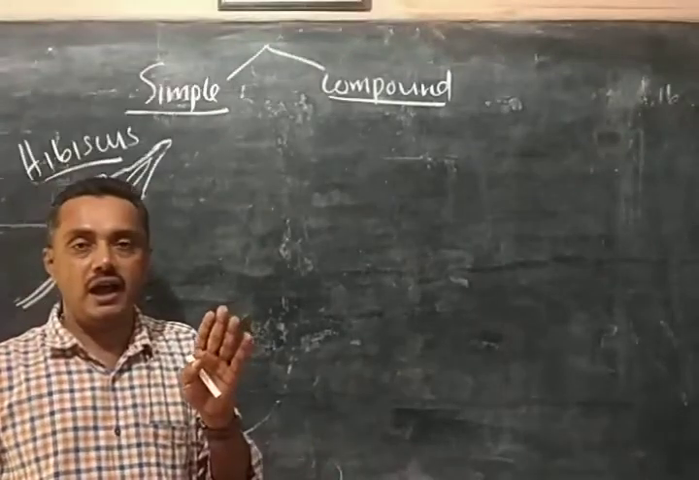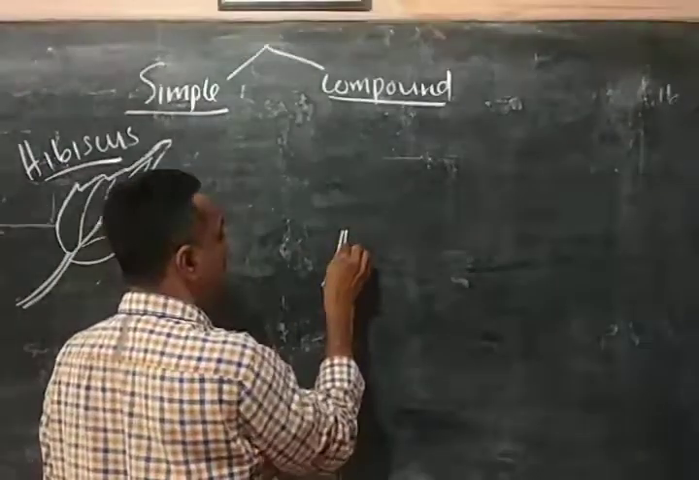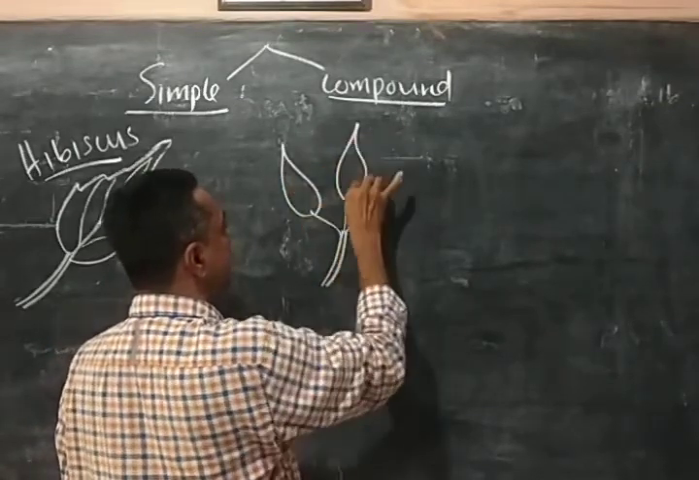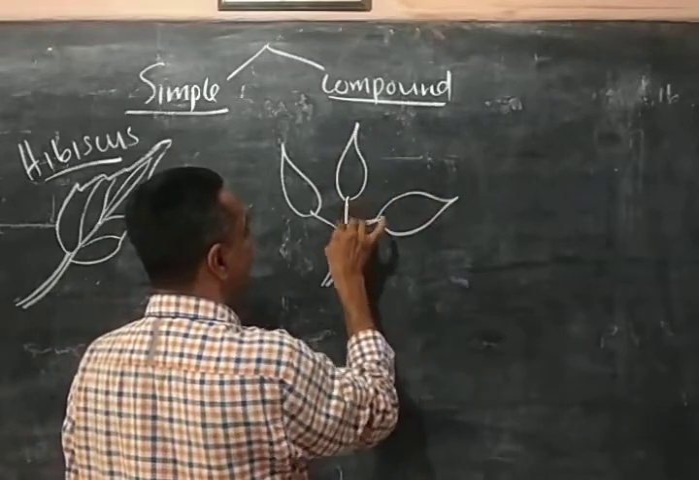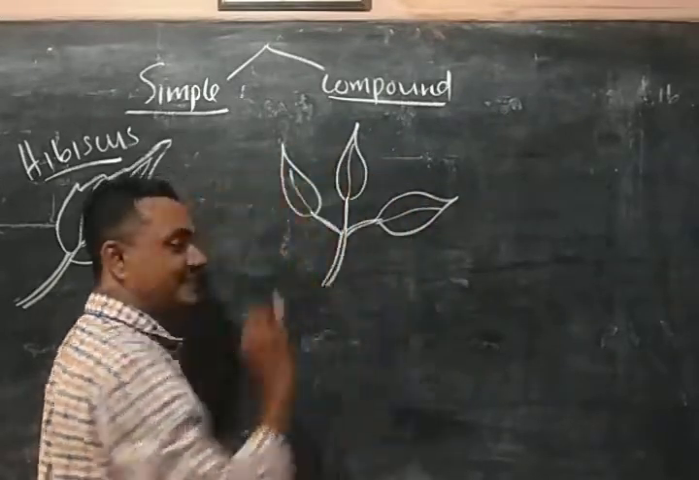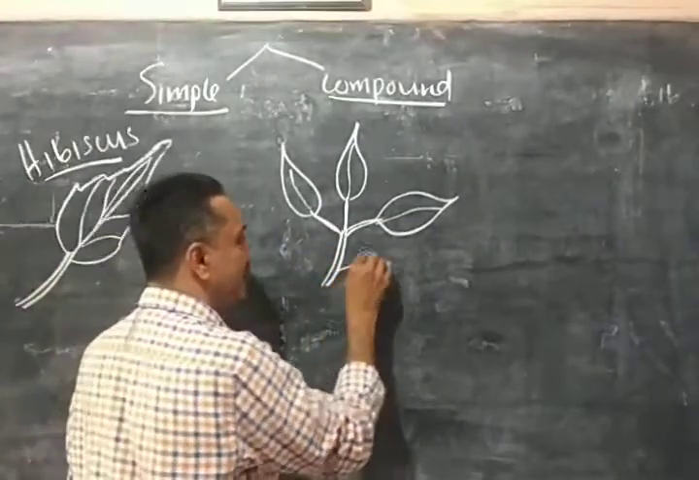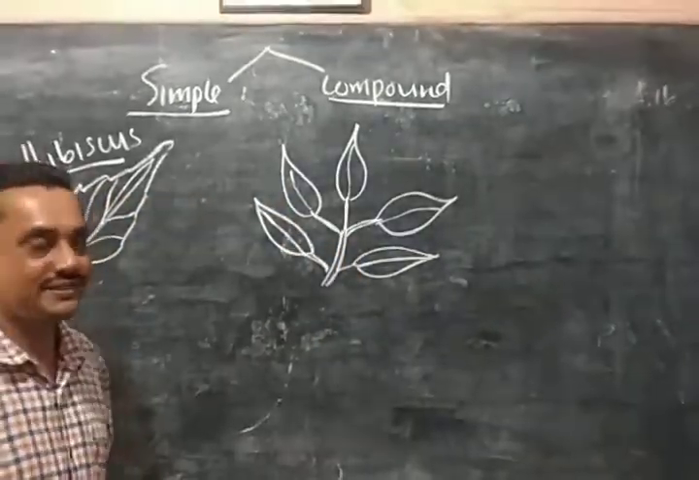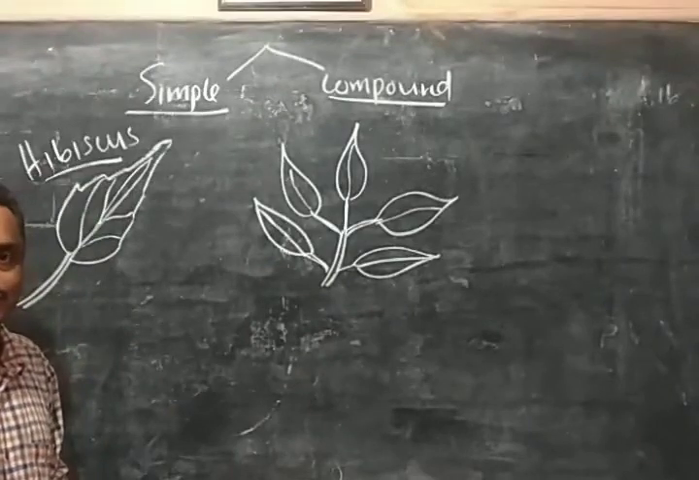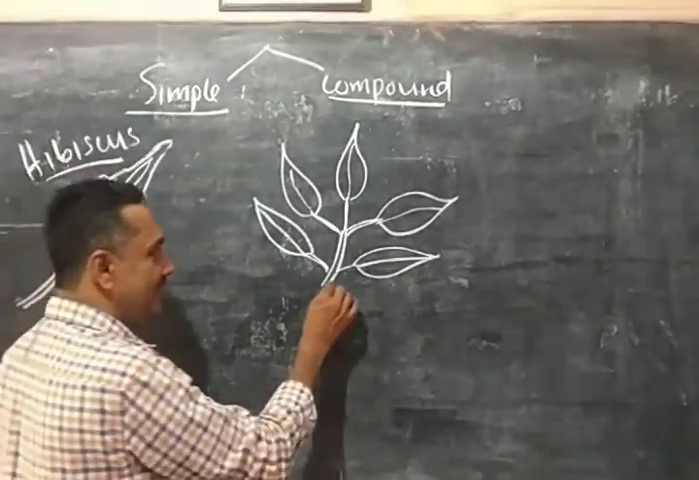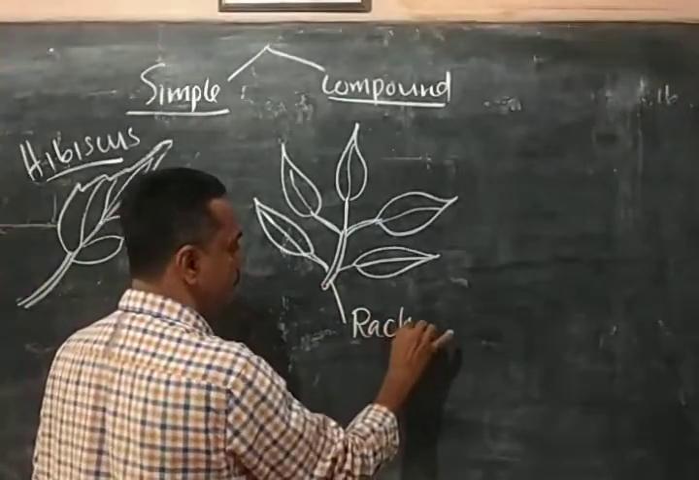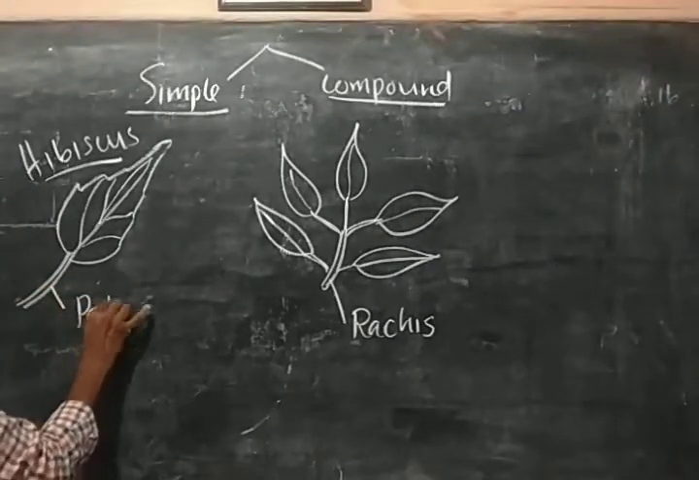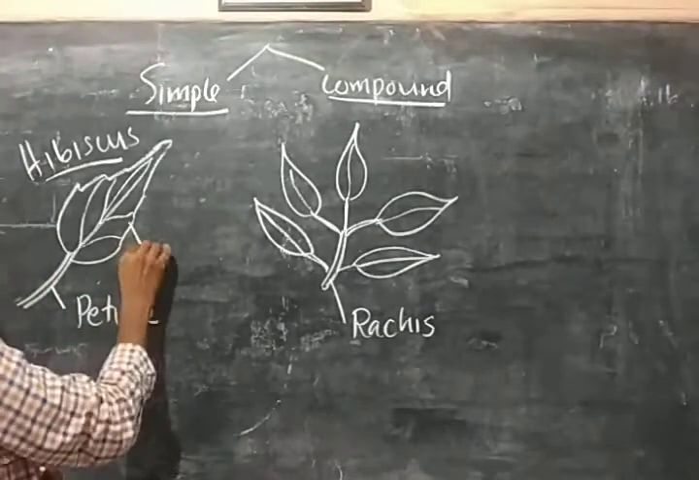If the petiole contains numerous leaflets, if the structure is like that, in plants like that, if the leaves are like that, again containing more leaflets, this is called a compound leaf. And this stalk of a compound leaf is called the rachis. The stalk of a simple leaf is called the petiole. This is called the lamina.